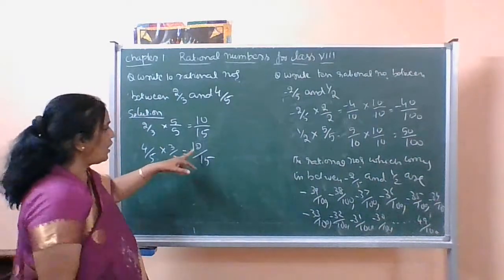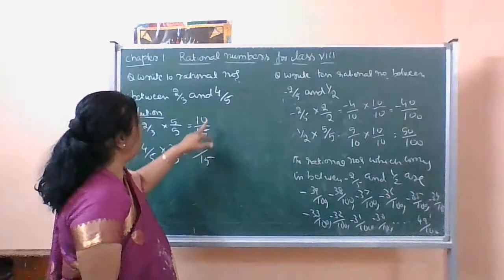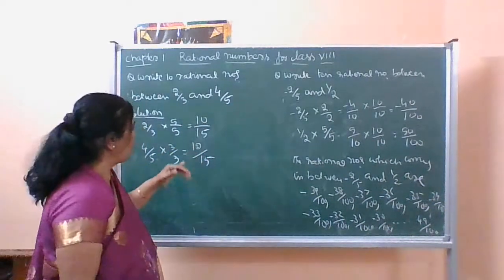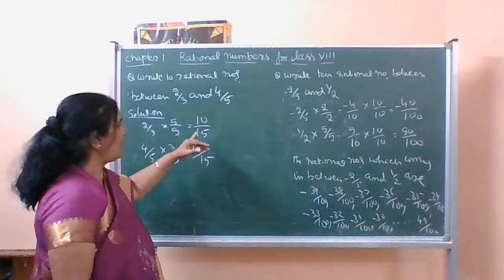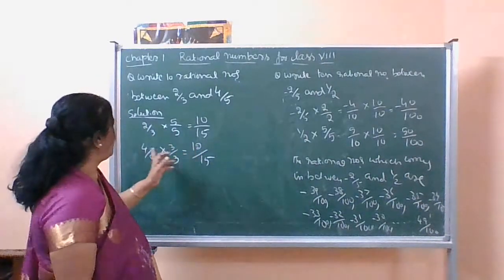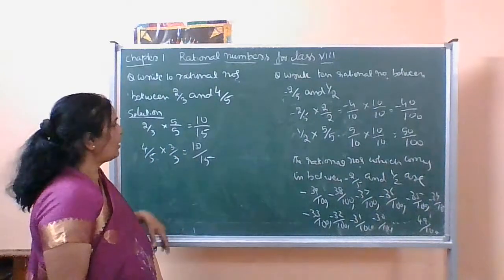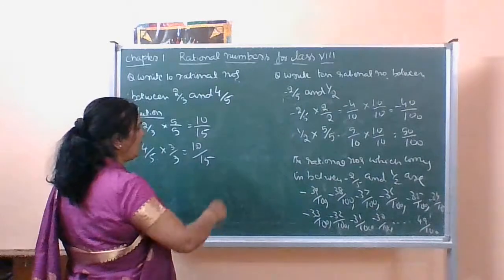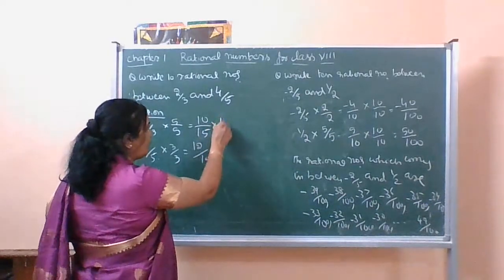If you start finding the rational numbers between these two, what happens? You will get 10 by 15, after that 11 by 15, and then you will get only one rational number. Therefore, you multiply both numerator and denominator by 10.